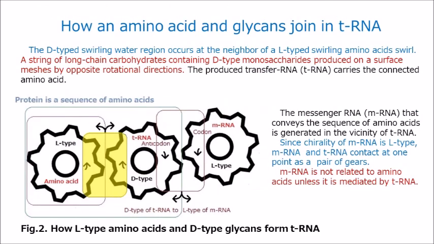How do an amino acid and glycans join in tRNA? The D-typed swirling water region occurs in the neighborhood of an L-typed swirling amino acid swirl. A string of long-chain carbohydrates containing D-type monosaccharides produced on a surface meshes by opposite rotational directions. The produced transfer RNA carries the connected amino acid. The messenger RNA that conveys the sequence of amino acids is generated in the vicinity of tRNA.